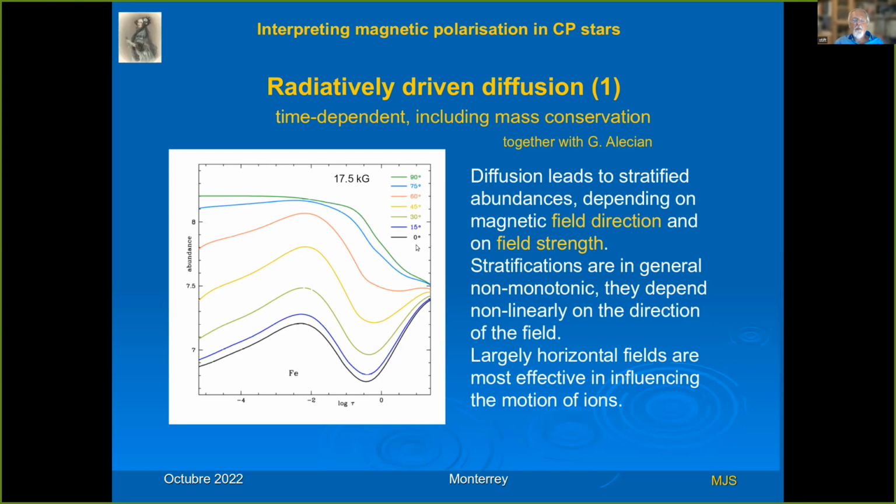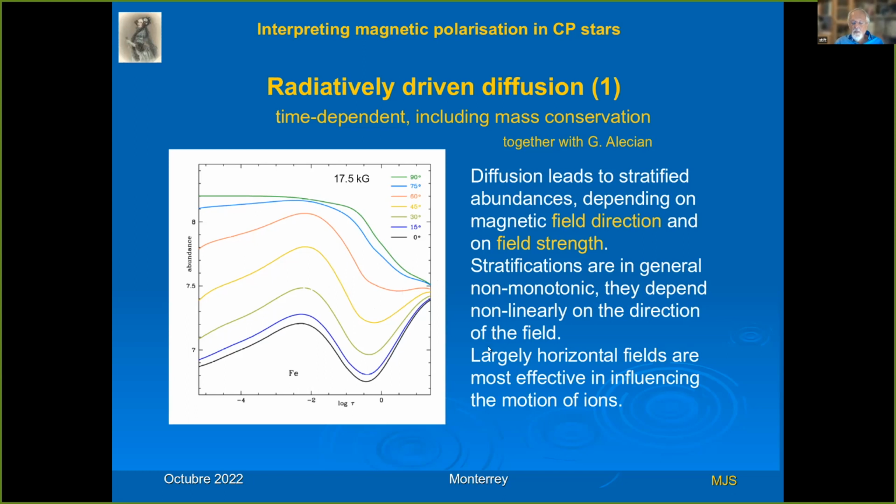Zero is vertical fields that have very little influence on the diffusion. The green one is a horizontal field, and you see it greatly modifies the diffusion, and you see the increase in abundances can be quite important. It can be one dex, for other fields and other elements. Here it's iron, which shows much more of this effect. And these stratifications are in general non-monotonic. They depend, as you see, non-linearly on the direction of the field.